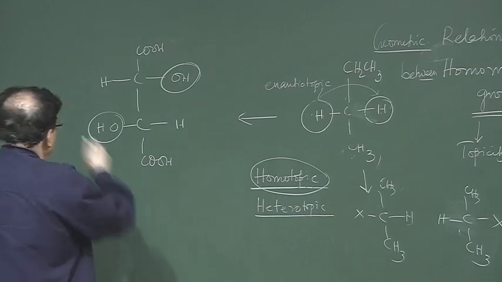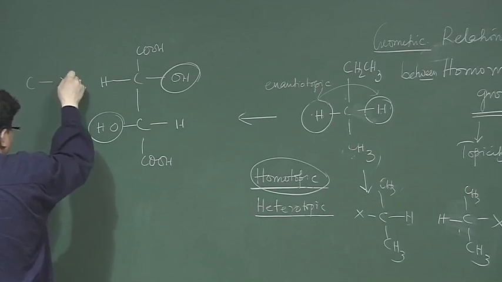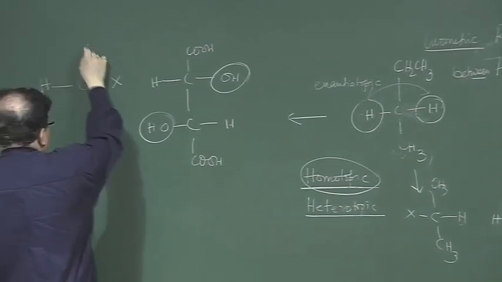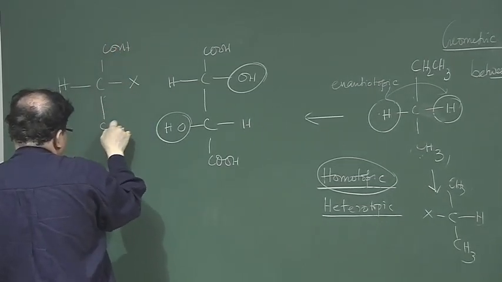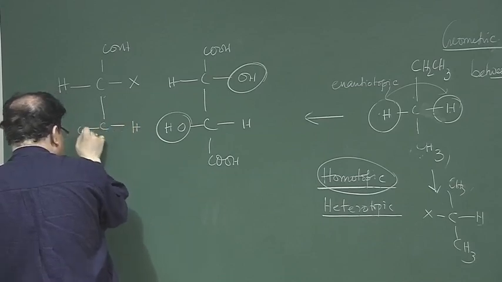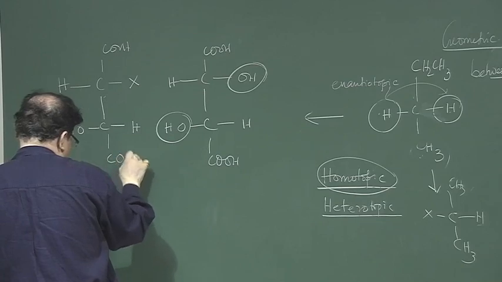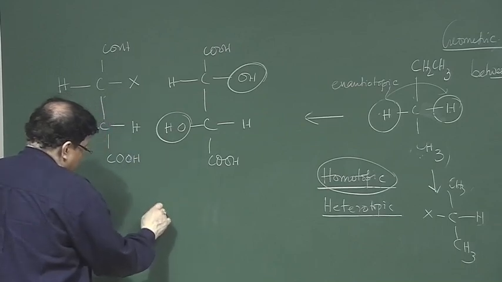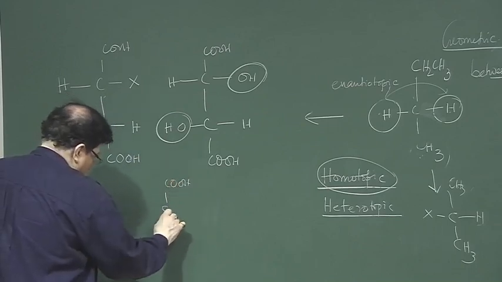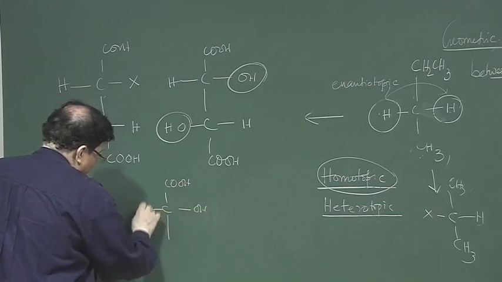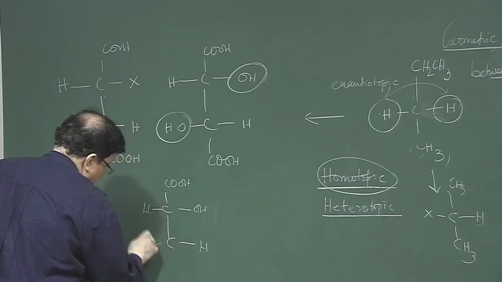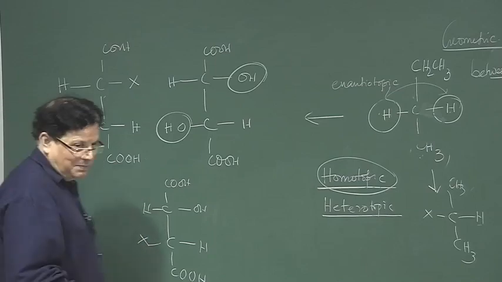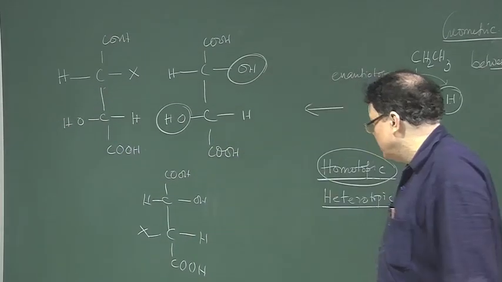Again, apply the substitution addition principle. So, you put X there, CO2H and CH, keep the other one intact. Okay. So, you get this compound and you replace the bottom one. If you do that, what you end up with is OH, H, C, H, X and COOH. Now, what is the relationship between this and that? What is the relationship between this and that?